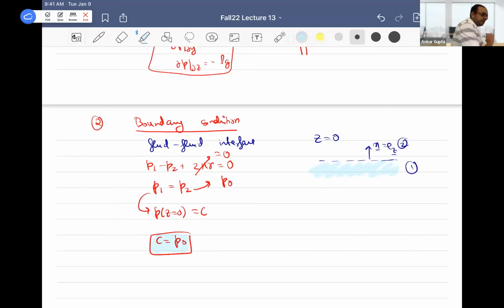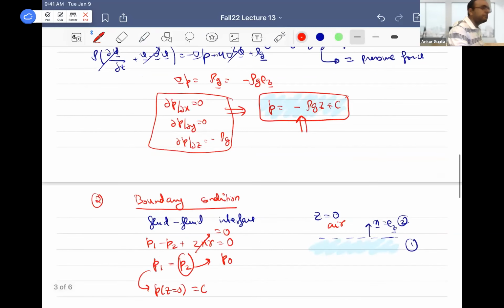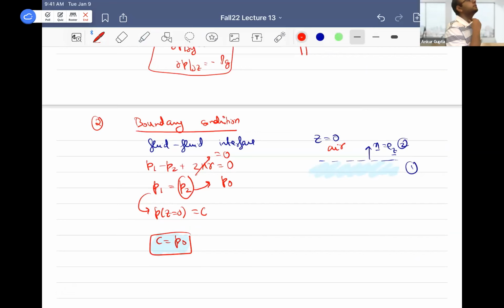Right, so we discussed this under this point. Any questions on this point of C is equal to P naught? Any confusion? Yes. Where does P naught come from? So that's the second phase. Remember that this is the pressure in the air phase, right? This is air. So the pressure in the air phase is given to us: P is equal to P naught everywhere. So it's the air phase pressure which we have to equate. All right, so we get this.